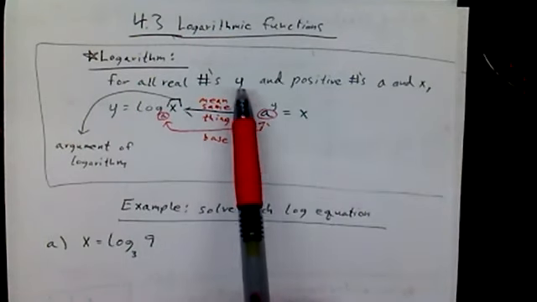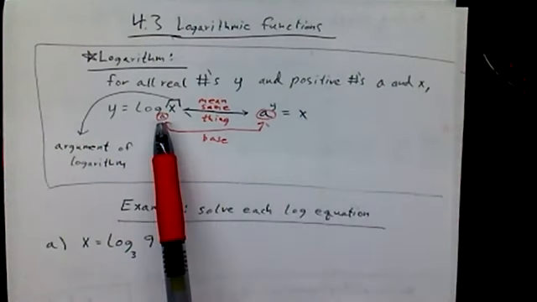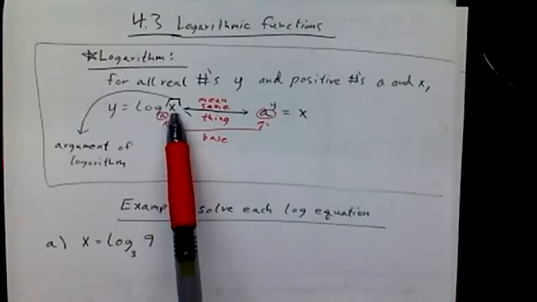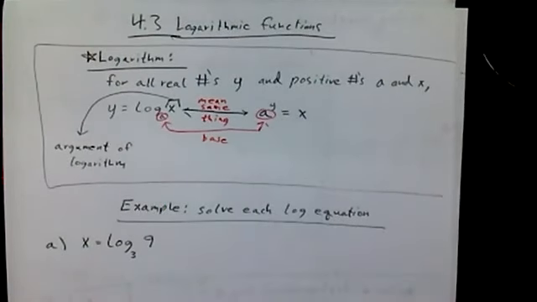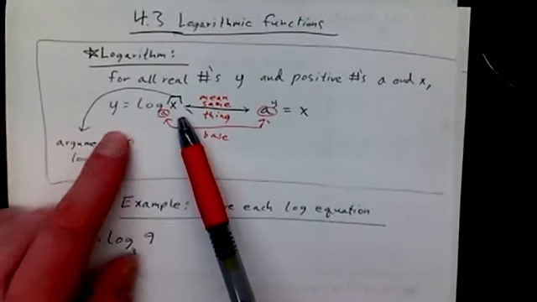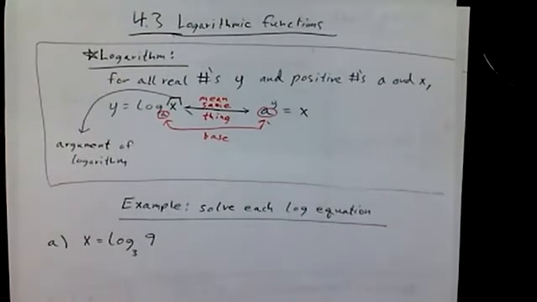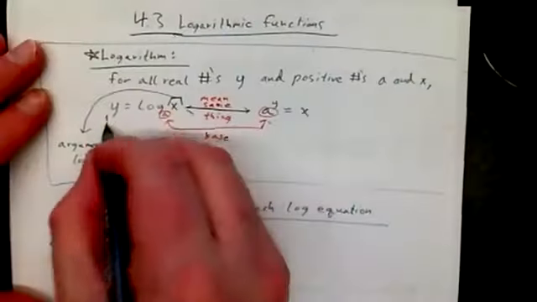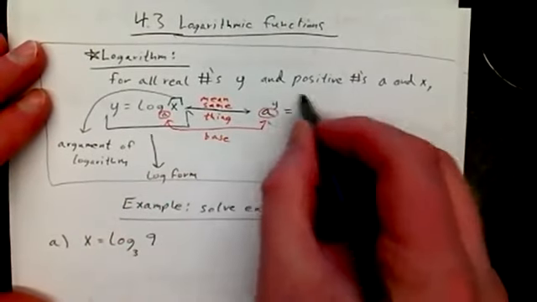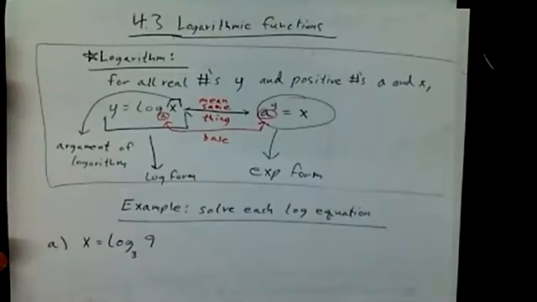For all real numbers y and positive numbers a and x, okay, so my bases are going to be positive, and right here what I call the argument of the logarithm, and what I have over here is going to be positive. y is equal to log base a of x. It means the exact same thing as a to the y equals x, okay? So usually the way I like to think about this is right here, this is log form, and right here, this is exponential form.